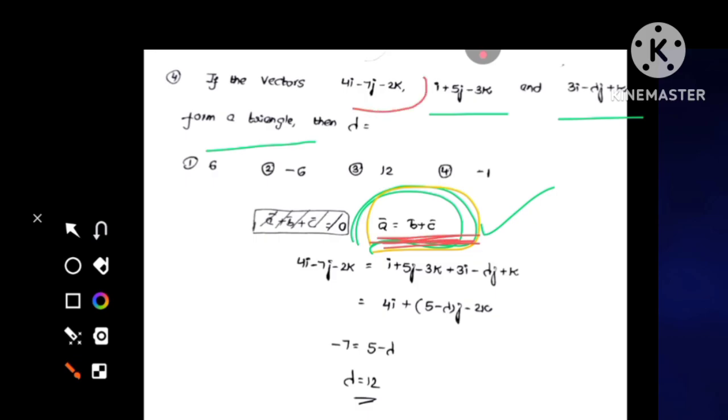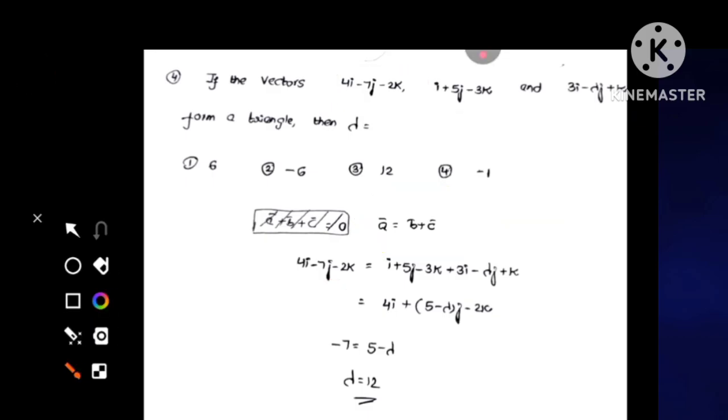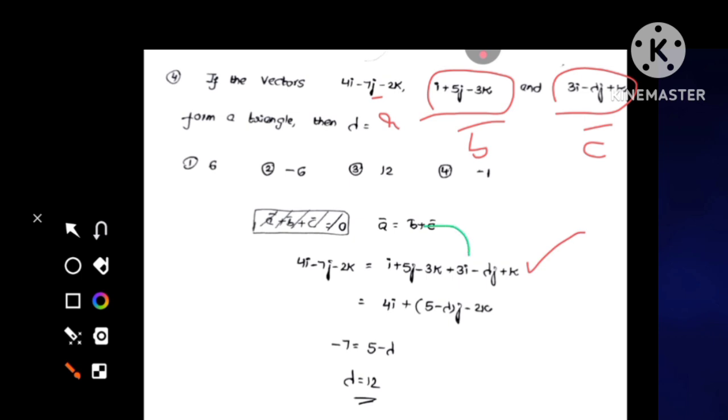Write the A bar vector, replace the A bar vector first. A bar is equal to B bar plus C bar. That is, B bar is equal to this vector, C bar is equal to this vector. Okay, replace the three vectors here. Now add the values here, like i plus 3i is equal to 4i and 5j minus lambda j. Take the j common, then you get 5 minus lambda.